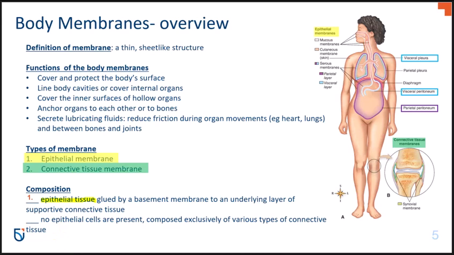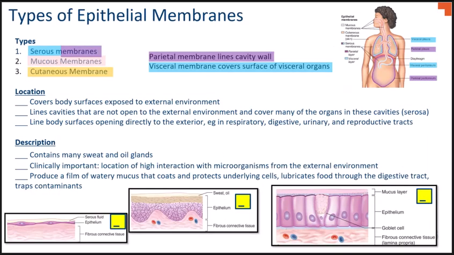But when we talk about connective tissue membranes, there aren't epithelial cells present. It's going to be exclusively made up of specific types of connective tissue. Okay, so the epithelial membrane is made up of epithelial tissue, and the connective tissue membrane is made up of connective tissue. But unfortunately, it's not quite that simple, and we'll get into detail coming up.